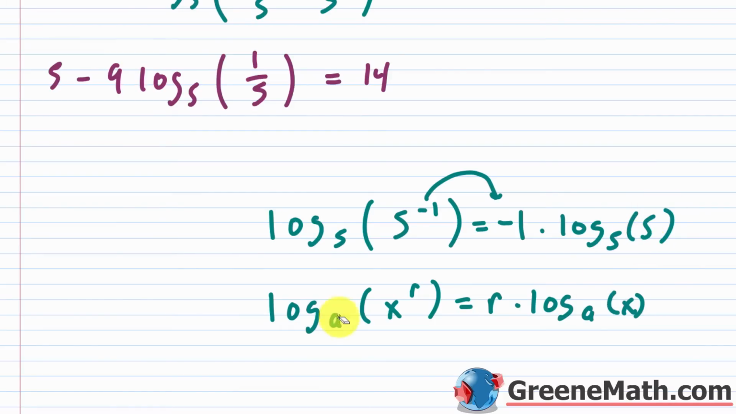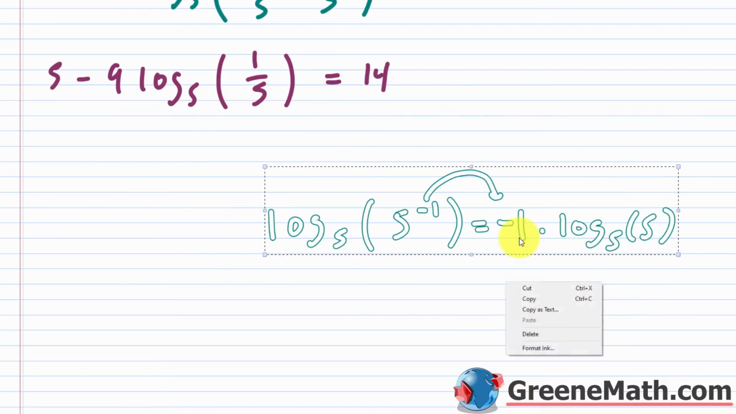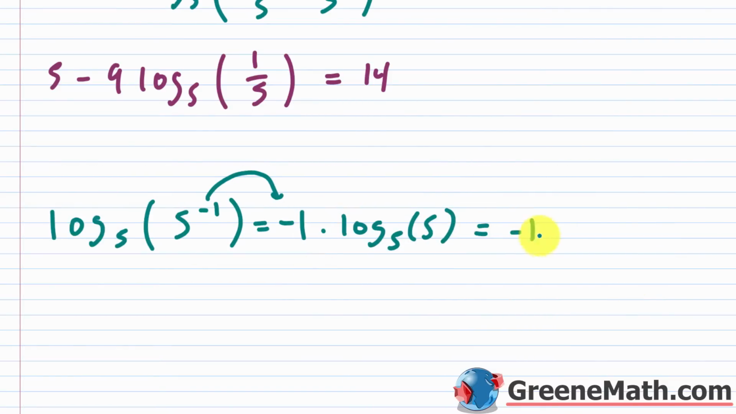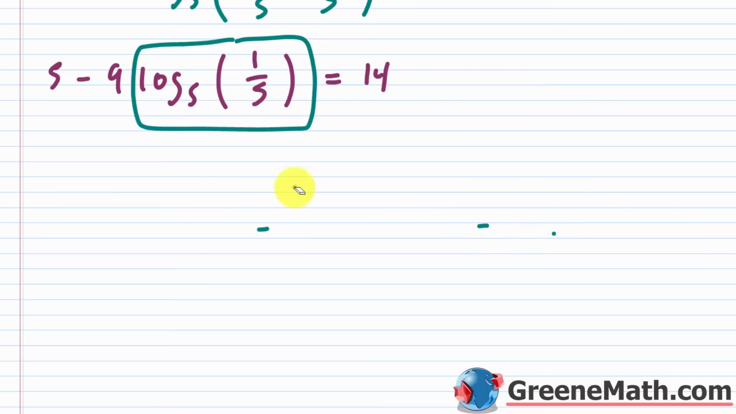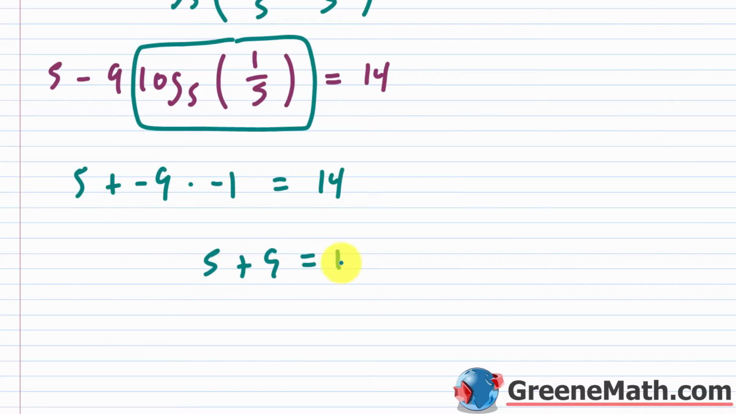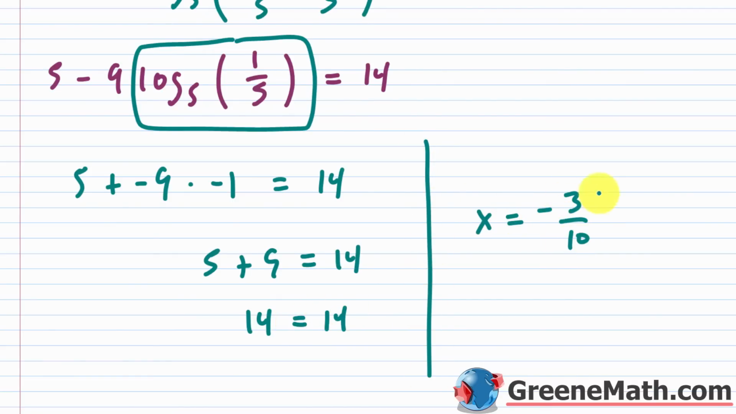So you would basically have, let me get rid of this. Let me move this over here like this. You would basically have negative 1 times 1, which is negative 1. So this right here can be replaced with negative 1. Let me get rid of this, and let me write that you would have 5, let me go plus negative 9, and then times negative 1, and this equals 14. Well, negative 9 times negative 1 is positive 9, so this is 5 plus 9 equals 14, and you get 14 equals 14. So that solution, which was x is equal to negative 3/10, is going to be correct.